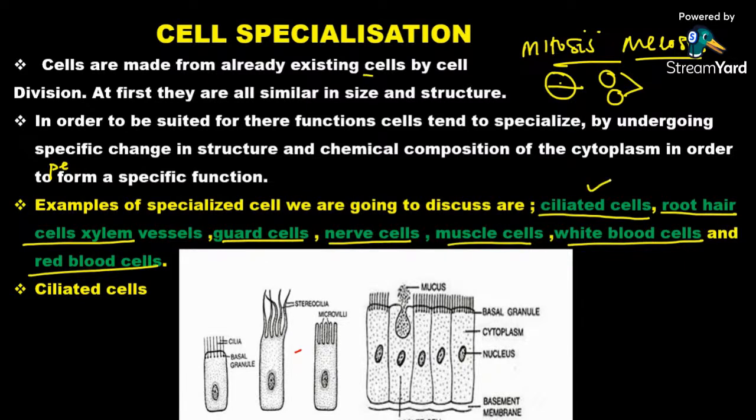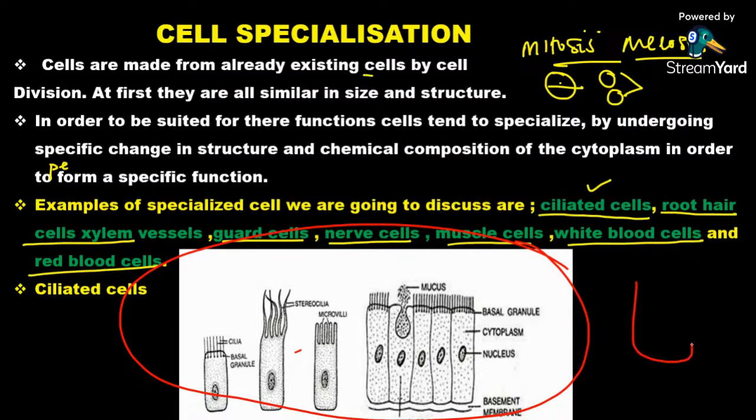So let us start discussing them in order. We are going to start with ciliated cells. How do they look? I guess you are able to see this diagram right here. Please confirm you are able to see what is right here. These are ciliated cells. You can see they have here, if I were to draw just one of the cells, it's like this.